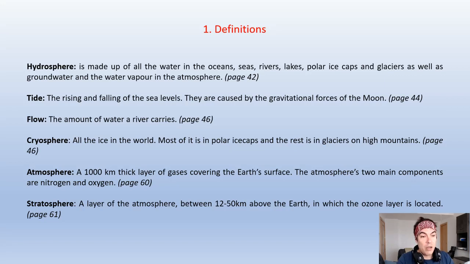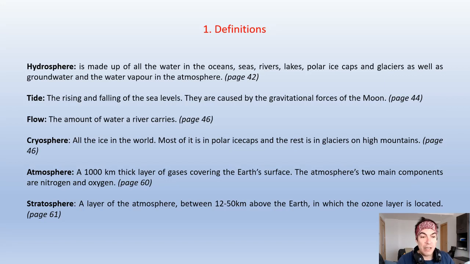So let's start with the hydrosphere. The hydrosphere is the set of all the water in the oceans, seas, rivers, lakes, polar ice caps, and glaciers, as well as the groundwater and the water vapor in the atmosphere. For each of the definitions, I have also pointed out where the solution is located in the textbook. Okay, for example, the hydrosphere, you can find the definition on page 42. They are also in the presentations of the units I gave to you, but to make it easier to find, I have written the pages of the book.